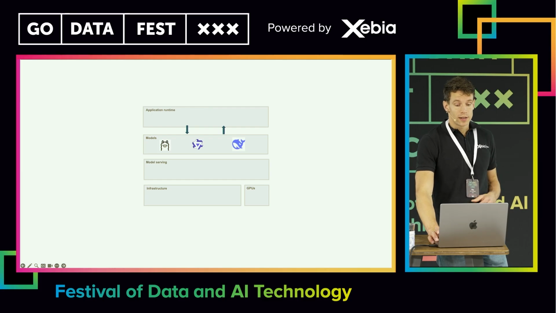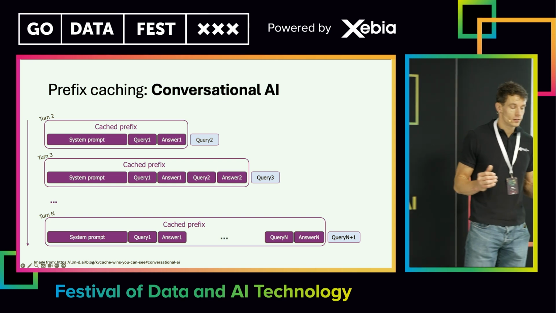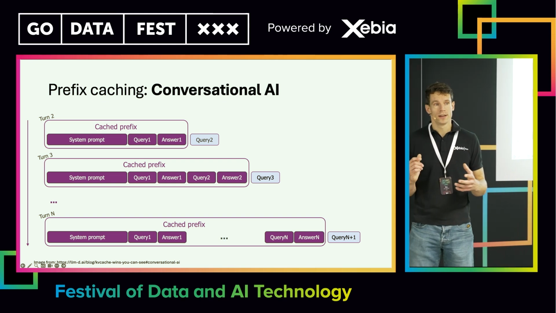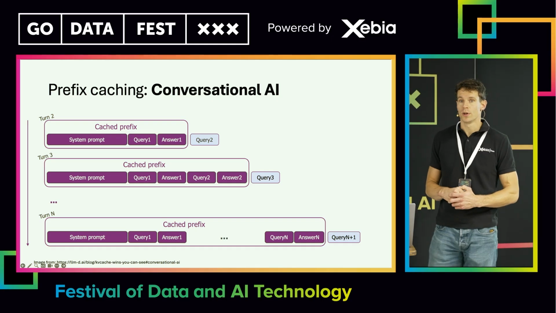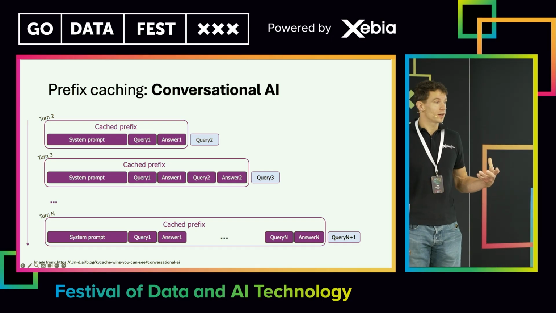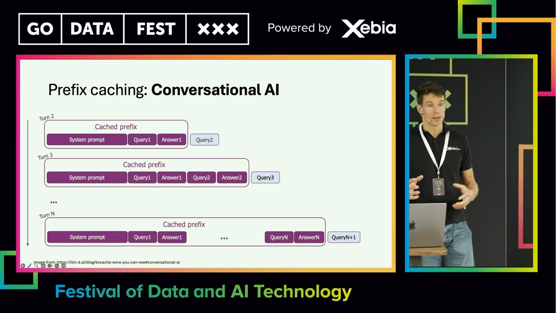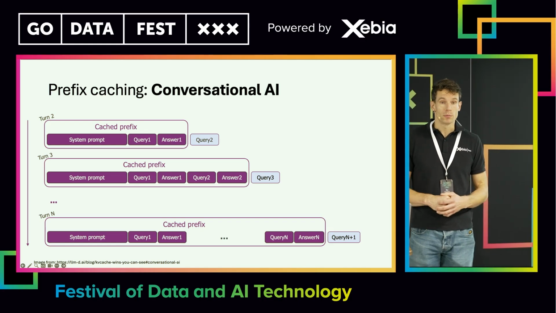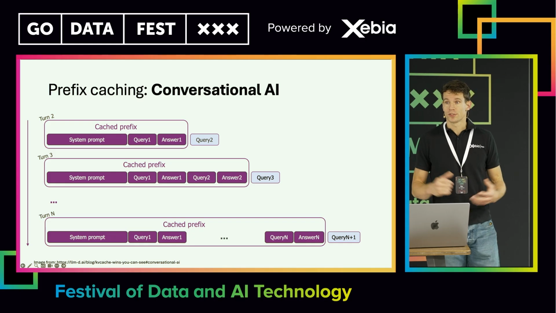Okay, so now we know something about how to pick a model and how to deal with that. So let's look at serving this model. To look at that, I think it's important to look at the use cases that we might want to do with these models, because the use case can determine which serving framework you're going to use, as well as it has an impact on the model choice that we just described. So let's look at conversational AI.